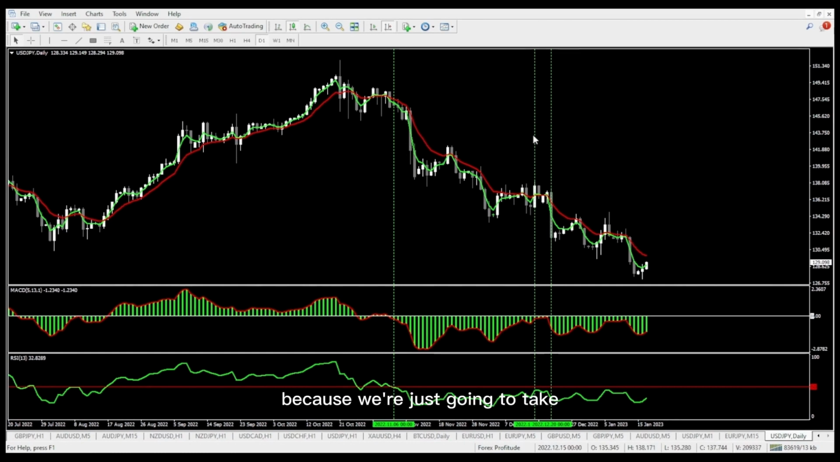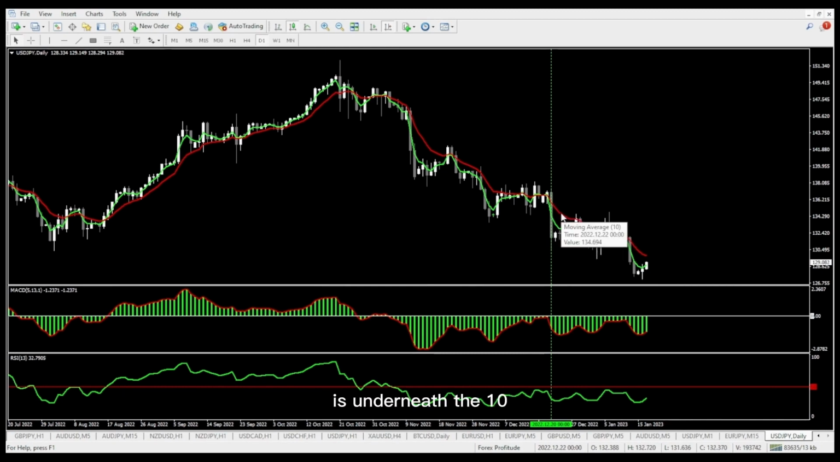So I'll get rid of these because we're just going to take a look at the most recent parts of the chart. So from here, we've got a downtrend. The 3, again, is underneath the 10. So we have resumed that downtrend. The MACD is underneath the 0 line, and the RSI is underneath the 50 level. So we can see that right at the very end, we have that downtrend intact. Again, all 3 of those requirements are met for the downtrend.